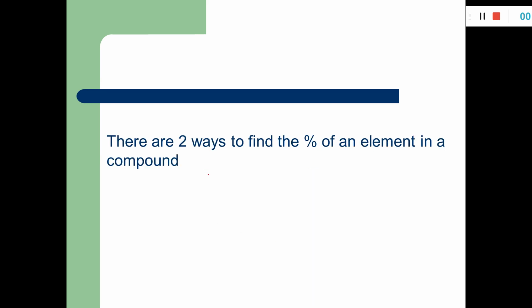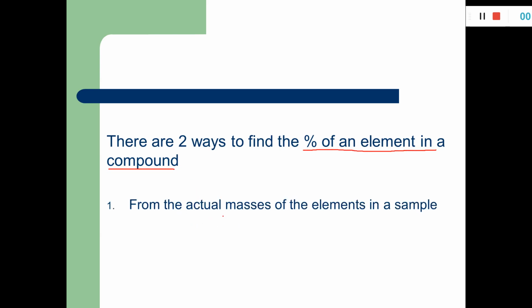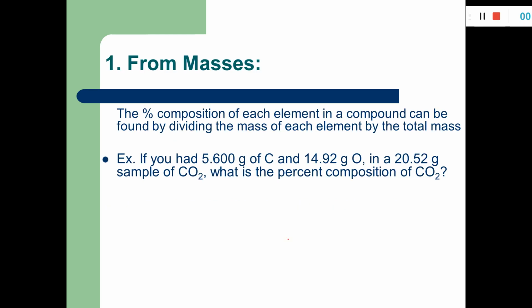Two ways that we can do these calculations. If we want to know the percent of each element in a compound, and again by mass, we can do it one of two ways. One, we can have the masses of the elements in the sample and then divide by the whole. Or two, we can essentially do the same thing, but start from the formula. So let's work through two examples.